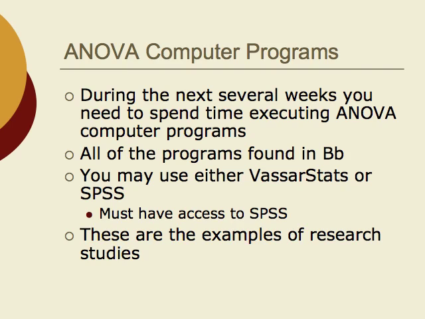So during the next couple of weeks, finish up all of those ANOVA computer programs. You can use either Vassar Stats or SPSS to do this. Obviously, if you use SPSS, either you need to own a copy of SPSS or be able to get access to one. The examples that are provided are examples of real research studies that have been conducted in the past, and they're to give you some idea of how you go about the data analysis process and how you're able to determine the outcome for statistical analyses.